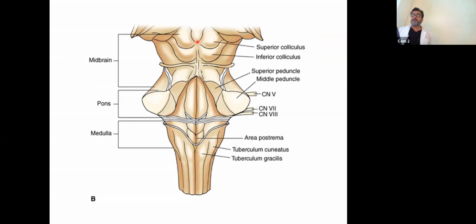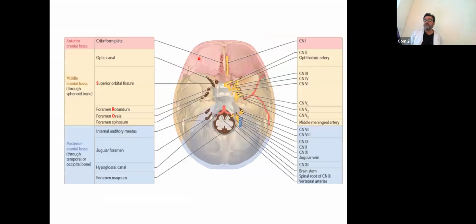At the back of the midbrain, you would find the superior colliculus and the inferior colliculus, and then you can see the trochlear nerve exiting just below the inferior colliculus level. So these are the external features of the brainstem.